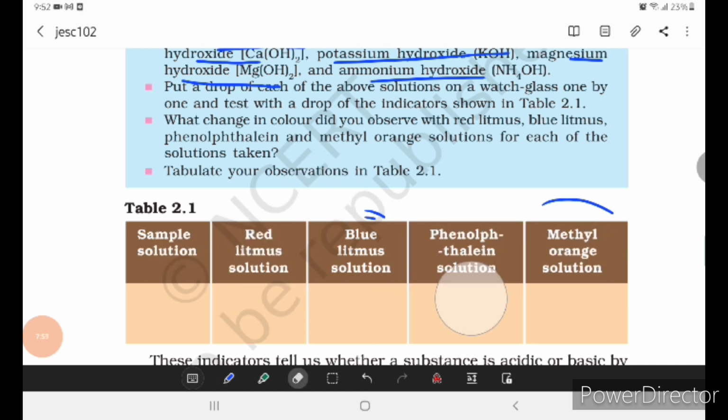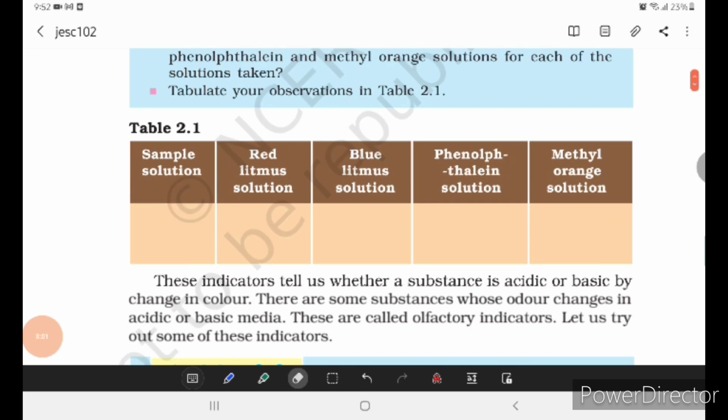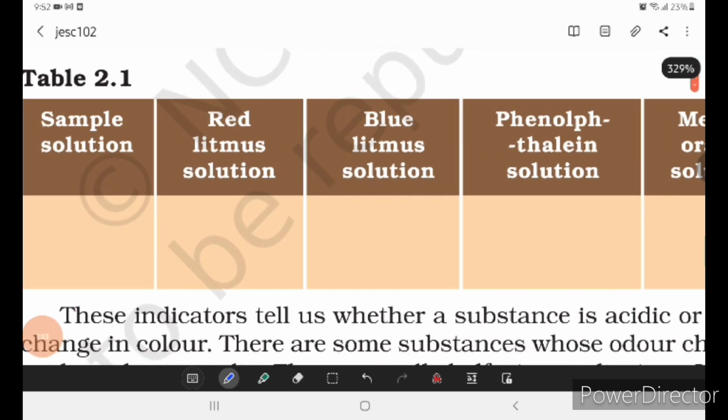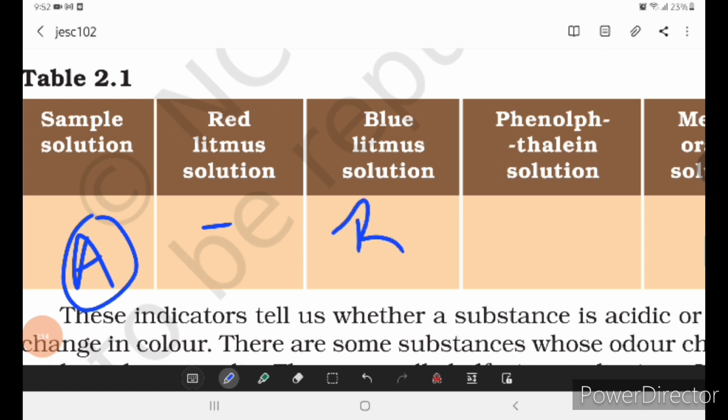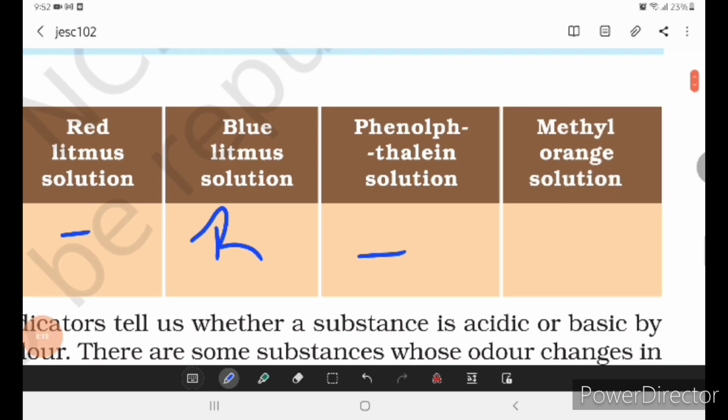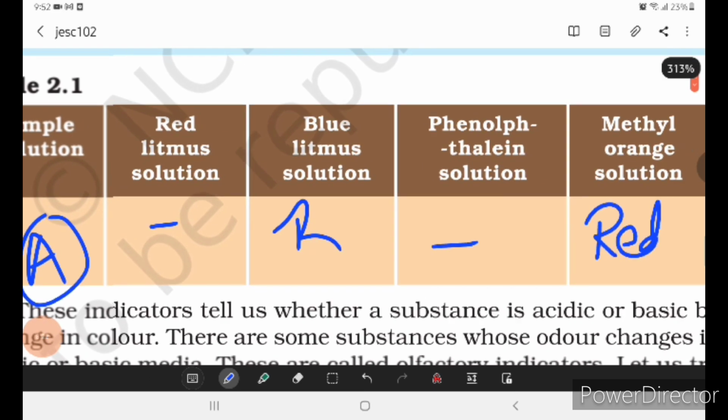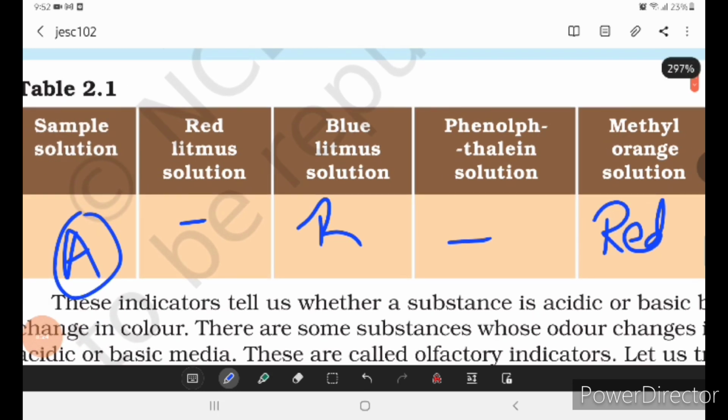How do red litmus, blue litmus, phenolphthalein and methyl orange work on acid? For acids, the red litmus solution remains red, that means it doesn't change its color, whereas the blue litmus solution turns red. Phenolphthalein stays colorless, whereas the methyl orange turns red. This is the action of acid on various types of litmus solutions or indicators.